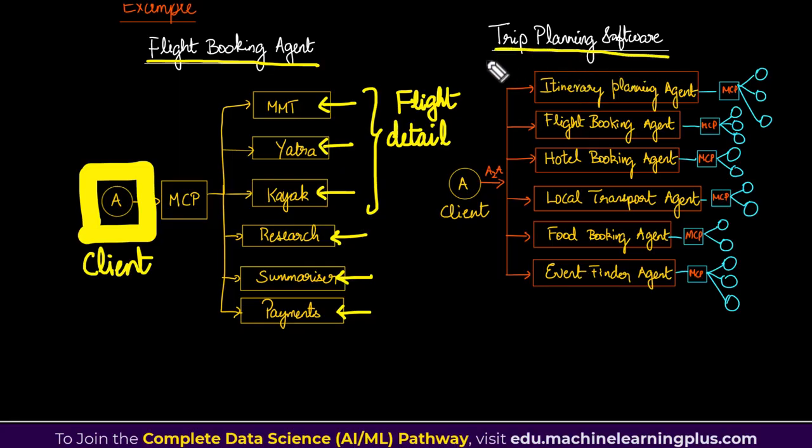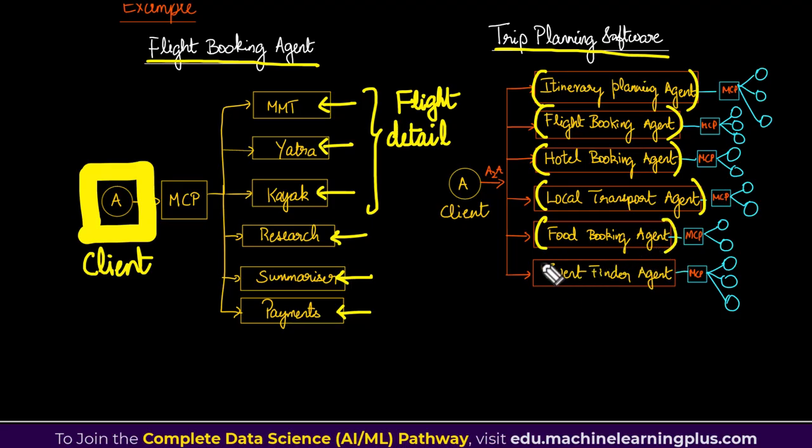All right. So, this trip planning software will require the services of multiple different agents. Amongst the different agents, flight booking agent is one of the components of this trip planning software. You will need to plan the itinerary, right? After that, you will need to book the flights. You will also need to book the hotels. You will need to book the local transport. You will need to book the restaurant and dinner plans, food plans for the clients, right?